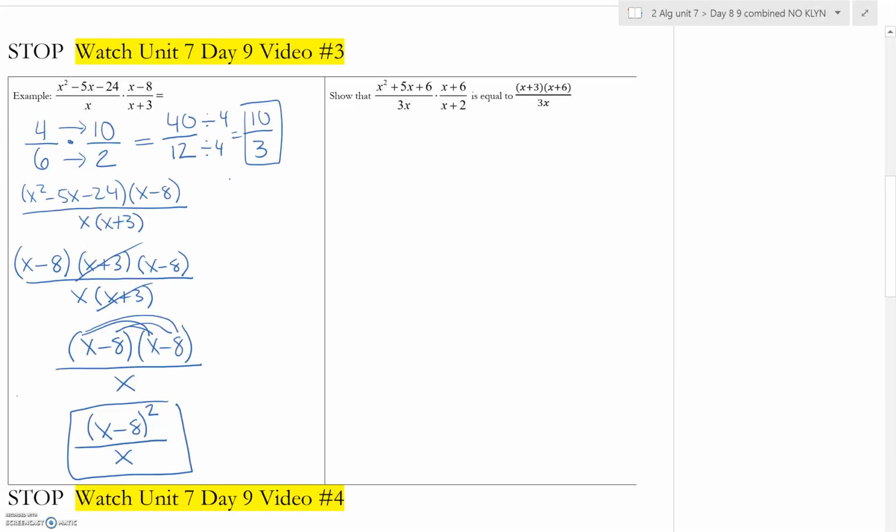I want you to go ahead and try this example here on your own. So this expression, you're going to multiply and simplify, and when you're done, it should look like this. So give it a try, and then watch video number 4.